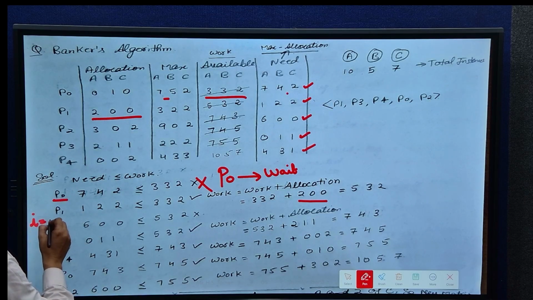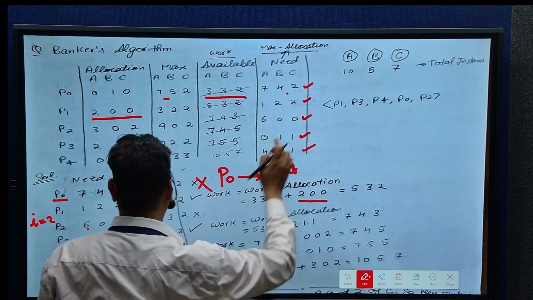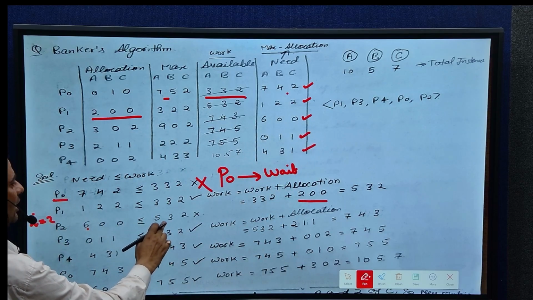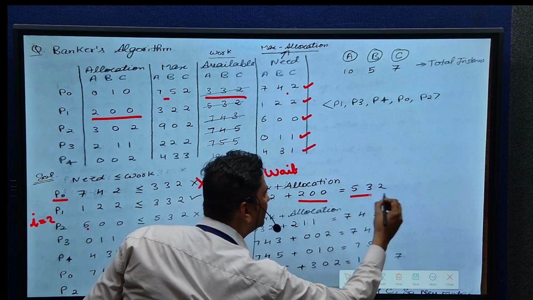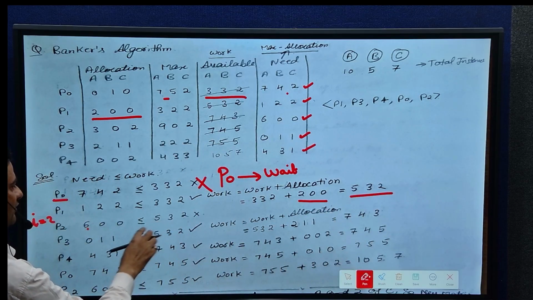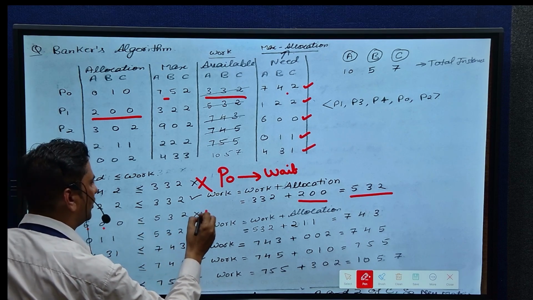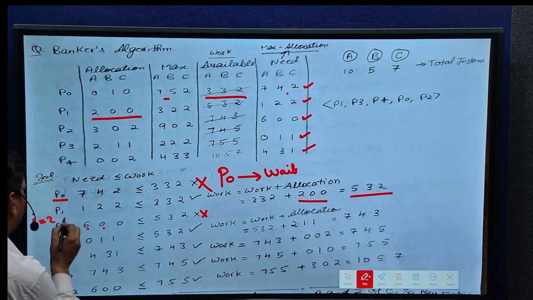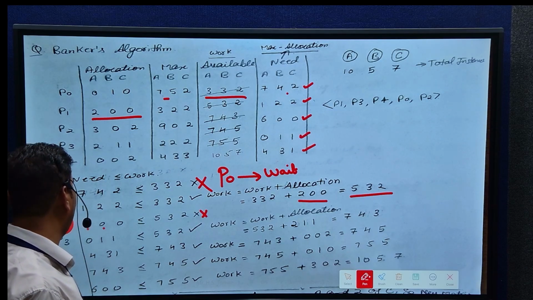Now i equals 2, process P2. Now check for P2. Need of P2 is 6 0 0, less than or equal to available. What is available here? Updated work here is 5 3 2. 600 is less than or equal to 532. This condition is false, so P2 has to wait. For a waiting process, I am using the notation of a double circle. Here also we had one waiting process, P0, so the double circle is the notation for a waiting process.